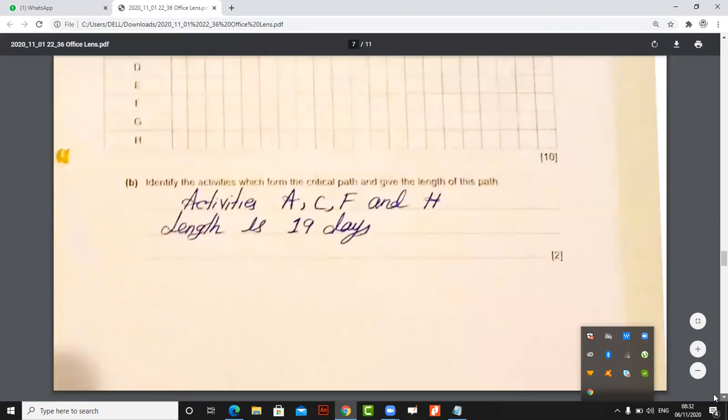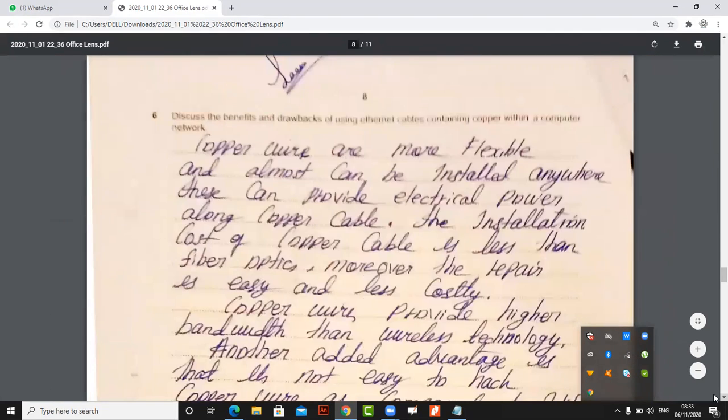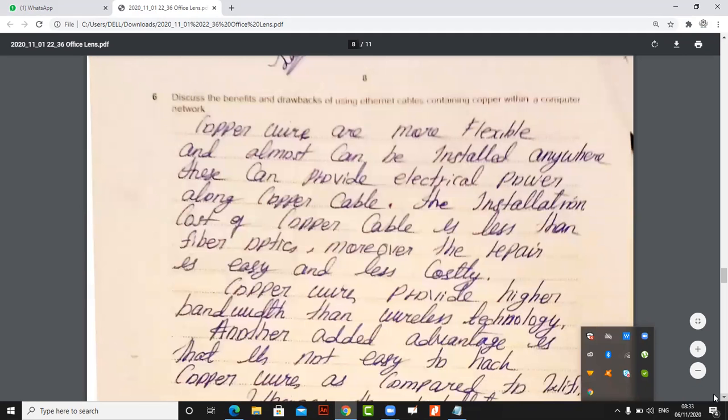Okay, discuss the benefits and drawbacks of using Ethernet cable containing copper wire within computer network. काफी आसान पेपर आया इस दफा. It's a general discussion. Well, obviously copper wires are more flexible and can be installed anywhere. Okay, copper wires के through आप electrical power भी दे सकते हो along with copper cable. The installation cost of copper wire as compared to Wi-Fi is more technical and more time consuming and more labor costing. Wi-Fi का तो ज़्यादा आसान होता है.